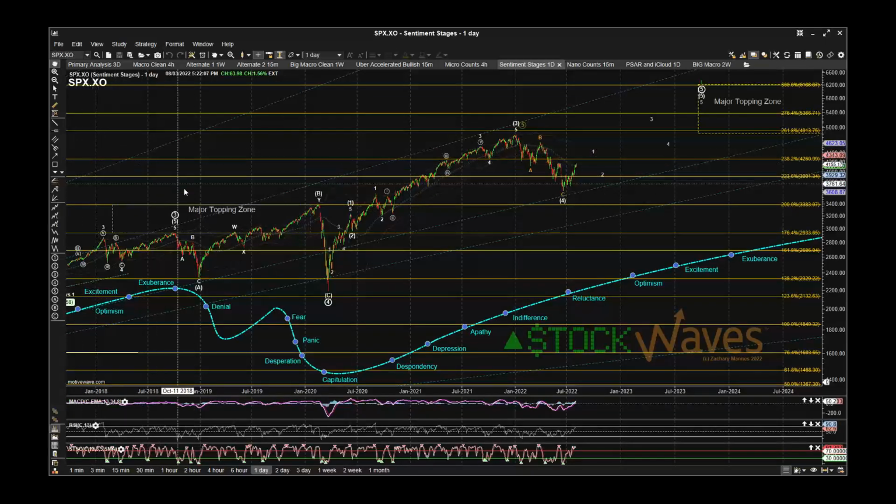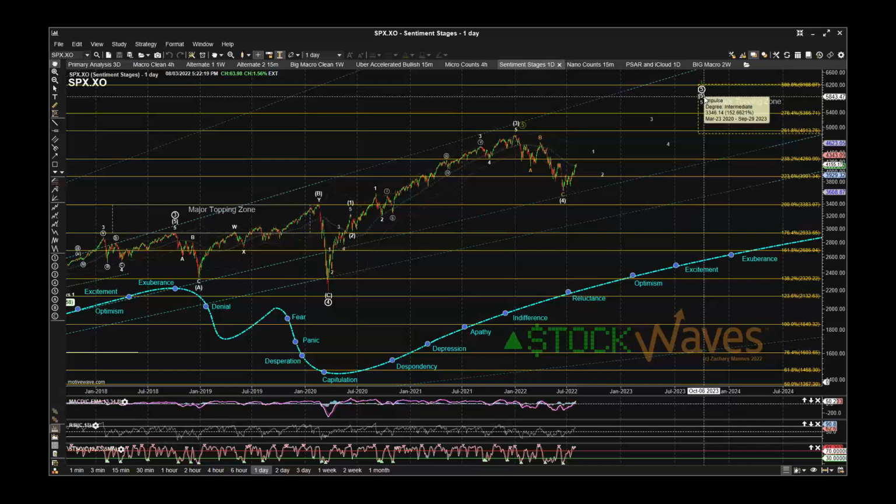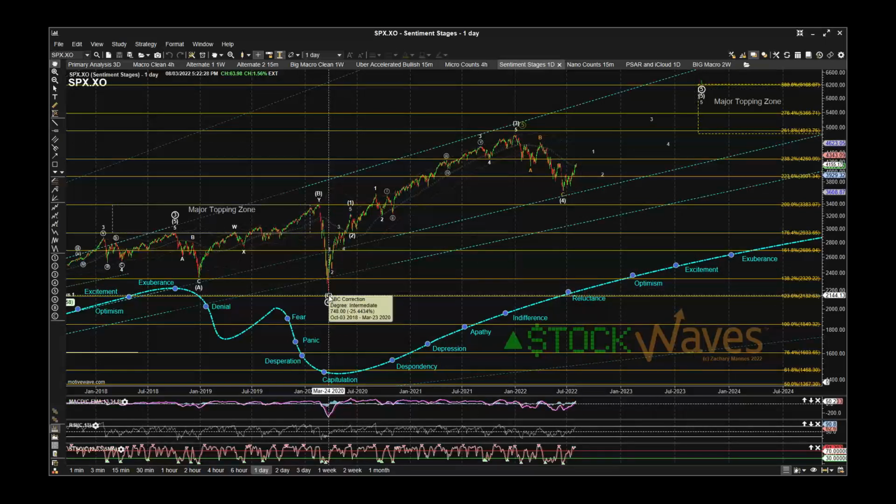So looking at the larger degree chart, as we often do when we start, we have a really nice move off of our ABC consolidation for our larger intermediate degree wave 4. We're looking for a 5-wave move up for the parentheses wave 5. That will complete a larger primary degree wave 5 off of the March 2020 low.